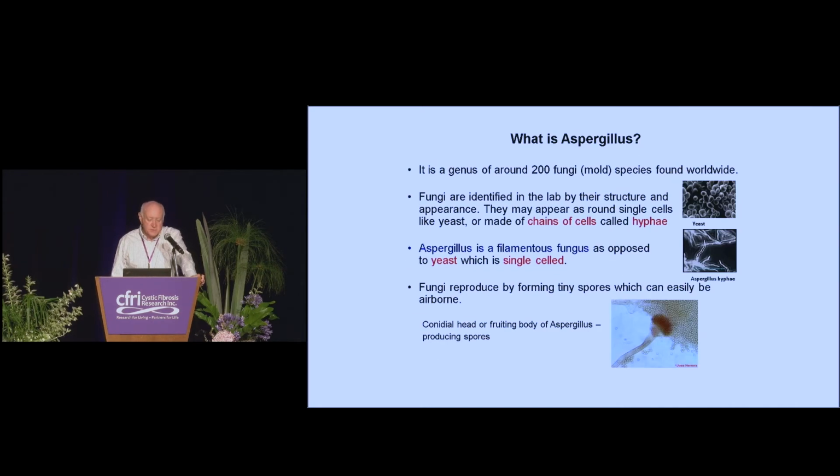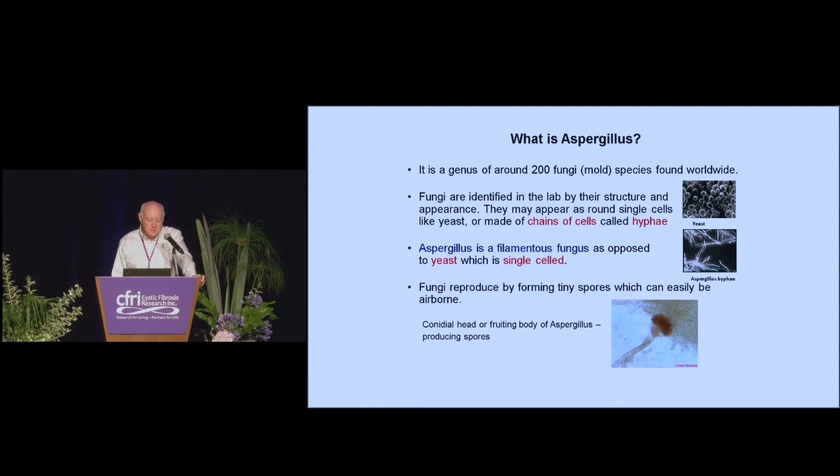So what is Aspergillus? Within that kingdom of fungi and that phylum of Ascomycota, Aspergillus is one of the genera, and there are about 200 different species of Aspergillus that have been found around the world. And these classifications are based on relationships of the genetic material, the DNA. We can identify them in the lab by looking at them under the microscope, looking at their structure and their appearance. That's the traditional way, and it's being displaced these days by molecular and genetic techniques.